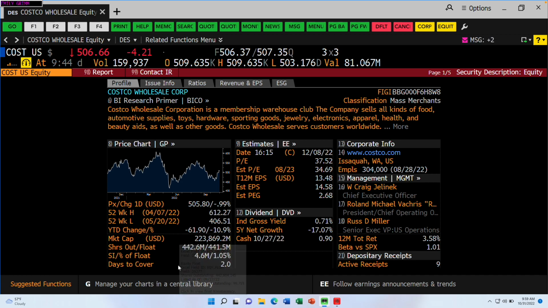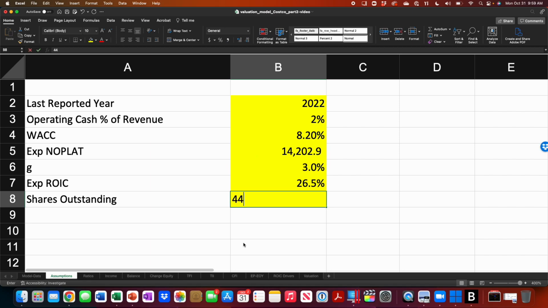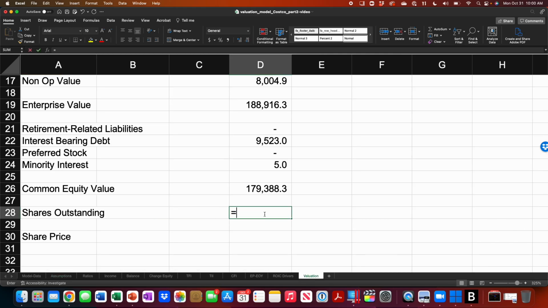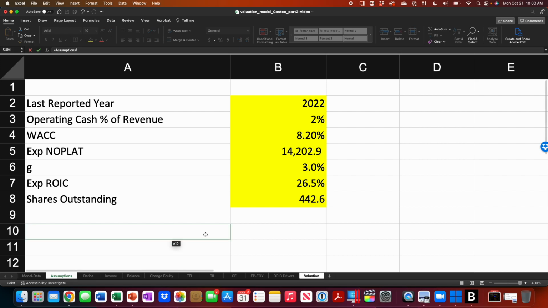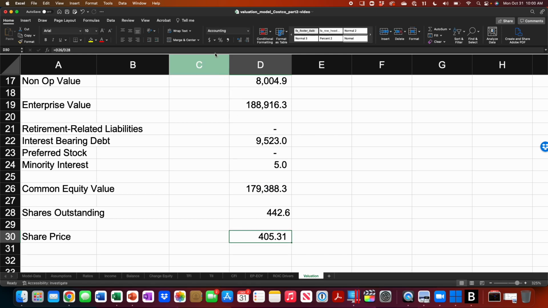So 442.6 million. So basically on the valuation equals assumptions B8 and share price equals equity value divided by shares out, $405.31. So if everything came true in our model, we're saying Costco's worth $405.31.